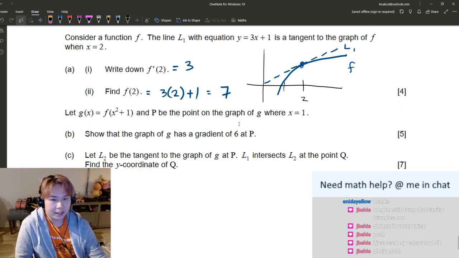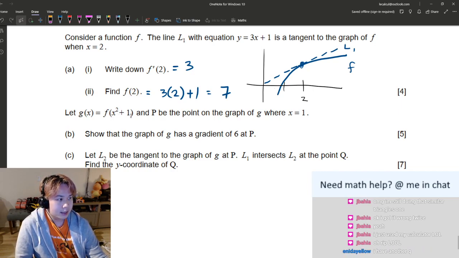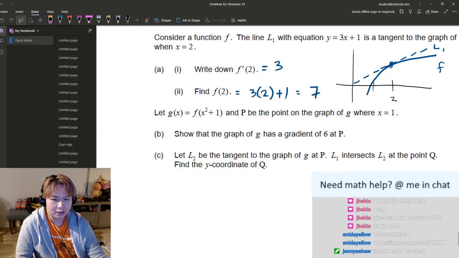Okay, then let g of x be f of x squared plus 1, and then p is going to be the point on the graph of g where x is 1, and then show that the graph g has a gradient of 6 at p. Okay, we will revisit this because I have another question.